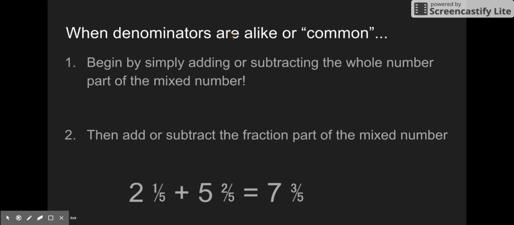When denominators are alike or common, begin by simply adding or subtracting the whole number part of the mixed number. Then add or subtract the fraction part of the mixed number. For example, 2 1/5 plus 5 2/5 equals 7 3/5 because 2 plus 5 makes 7 and 1/5 plus 2/5 makes 3/5.